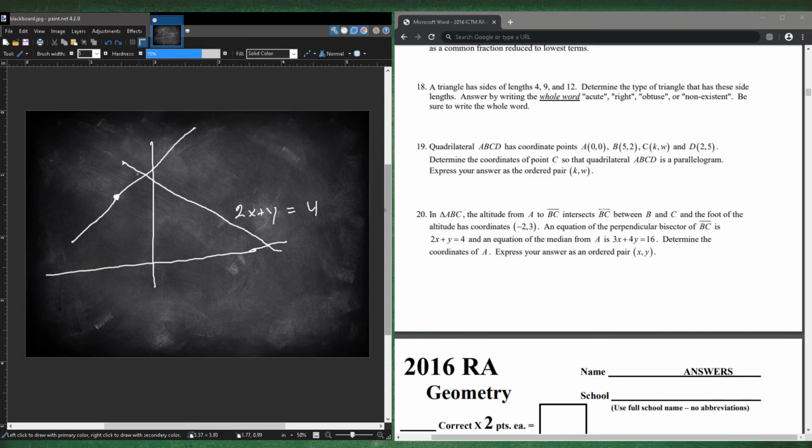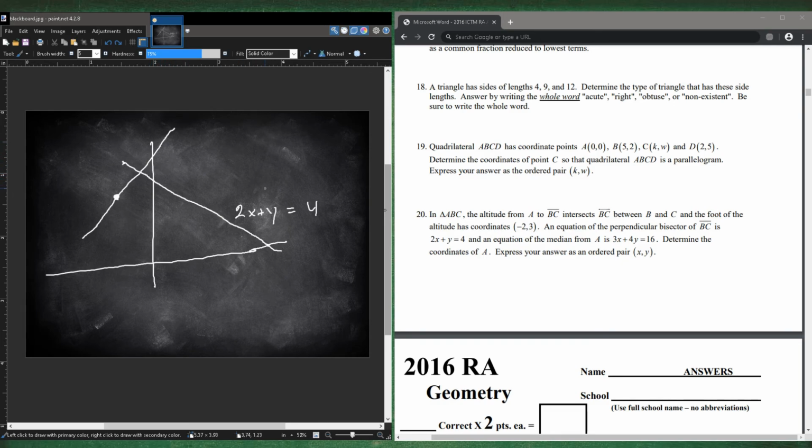Okay, so let's draw a little nicer. So something like this, right? Since it's a perpendicular bisector, this side length has to equal this side length. So let's make this a little shorter, so I don't have to go as far. Okay, this is fine. So this side length is equal to this side length. And they also said that the median from A is 3x plus 4y is equal to 16.